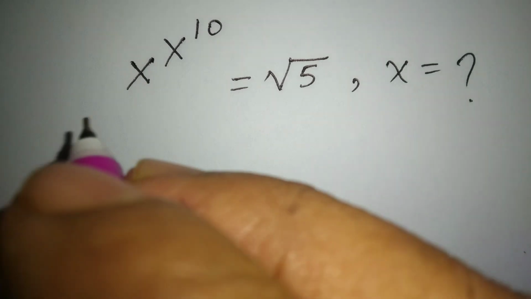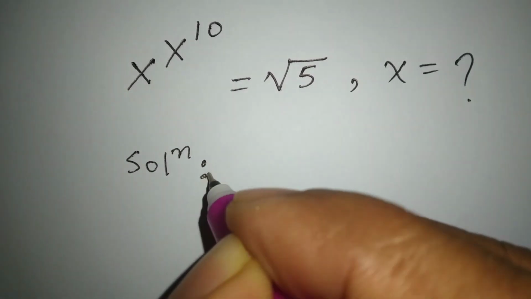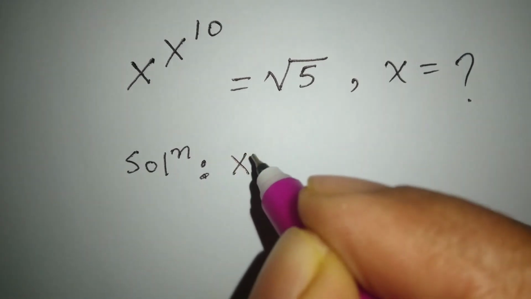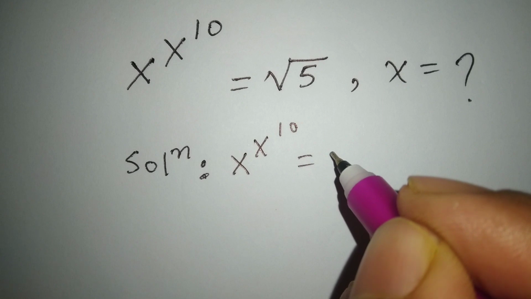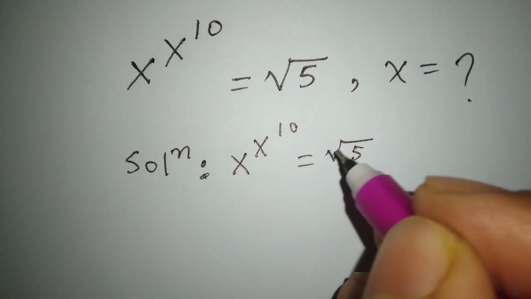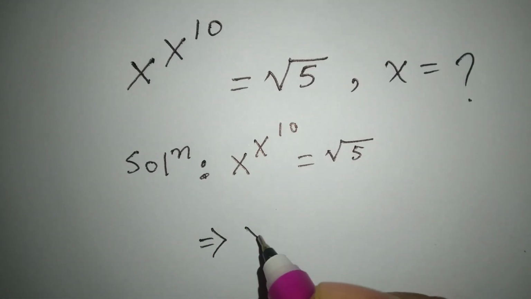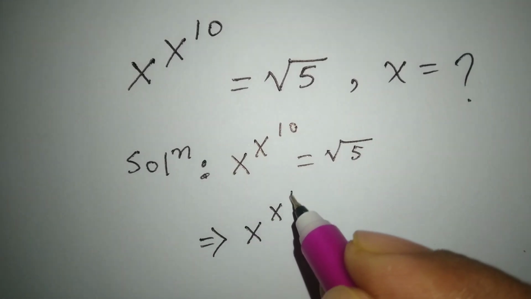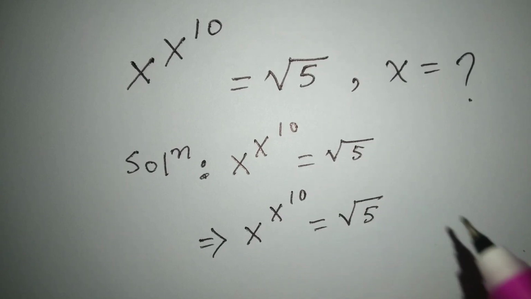So let's start. Solution: x to the power 10 is equal to square root of 5.